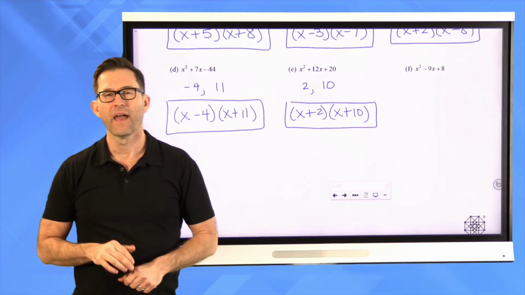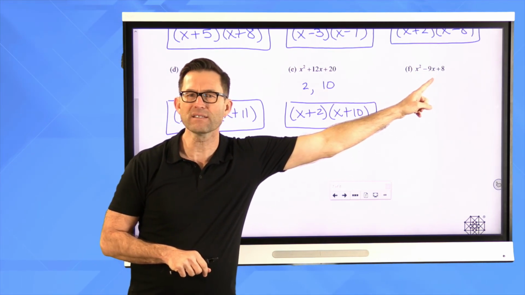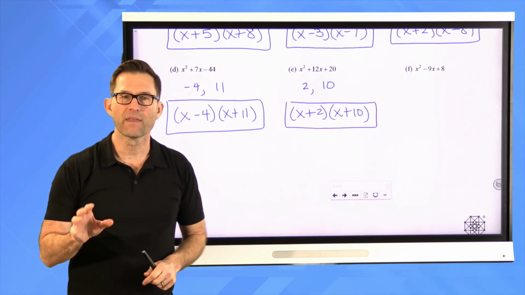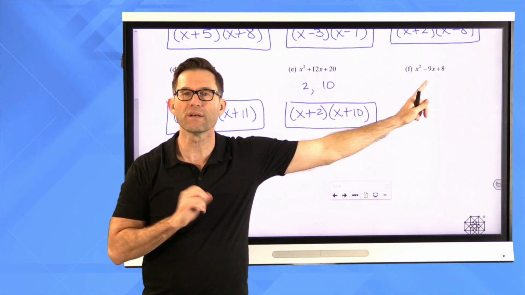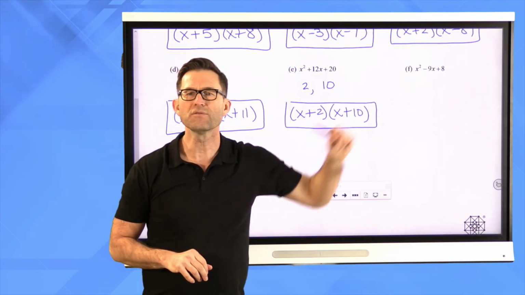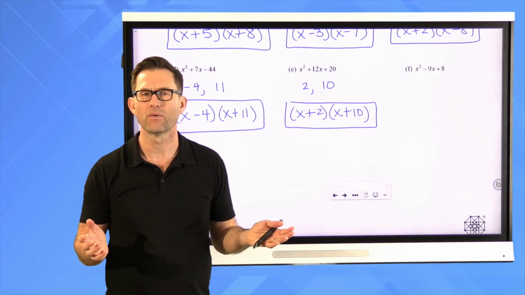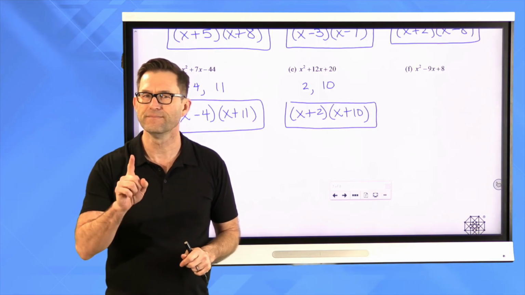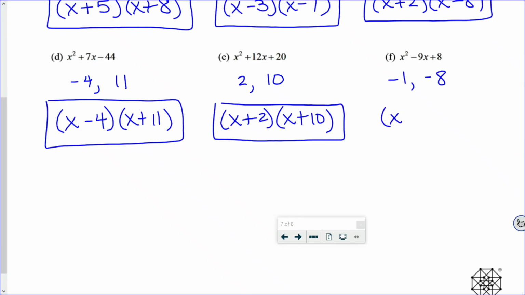All right. And finally, I think one of the trickiest ones here, letter F, I'm looking for two numbers whose product is positive 8 and whose sum is negative 9. Now, if I've got a positive product and a negative sum, the two numbers must be negative. So what gives me a product of 8? Well, 2 and 4, and 1 and 8. That's it. Now, 2 plus 4 is 6, 1 plus 8 is 9. Looks like it's negative 1 and negative 8, so x minus 1 times x minus 8.